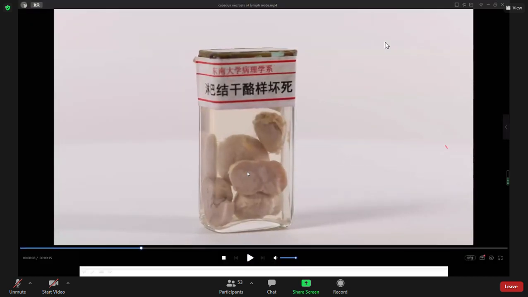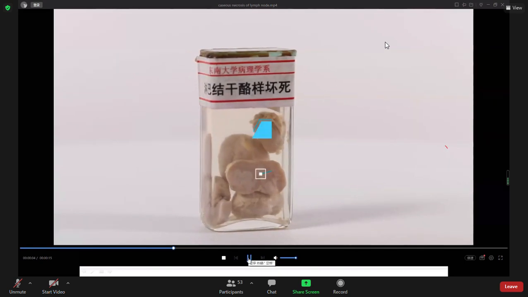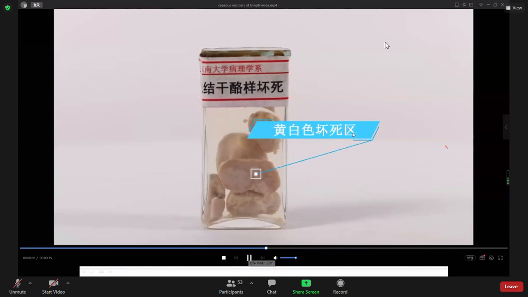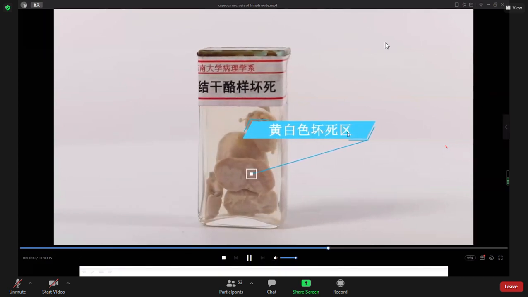Sure. It's not one lymph node. It's many lymph nodes that have become a large mass. But you can see it's a white, pure area. Here is necrosis. This area is normal structure, but this area is necrotic tissue. It means the yellow-white necrosis area.